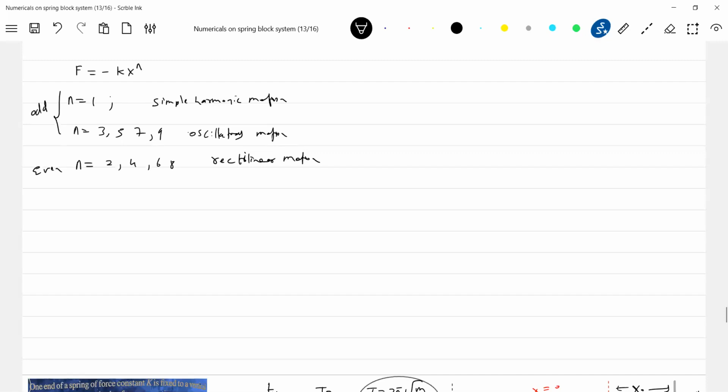So when a force is acting on a system, if it is like this, then we can categorize whether it's SHM, oscillatory, or this one. All SHM will be oscillatory, but all oscillatory need not be SHM according to this condition.